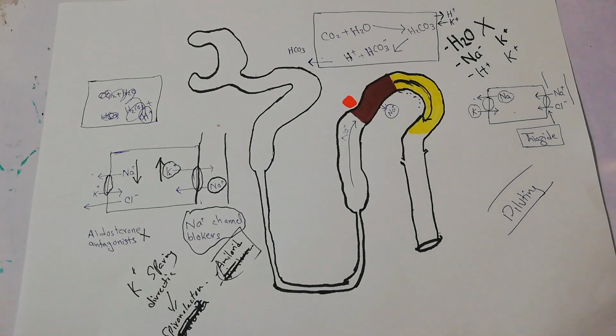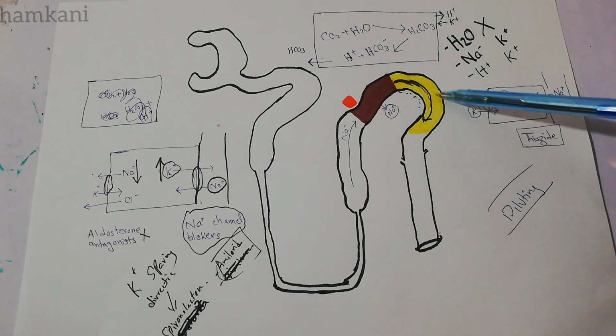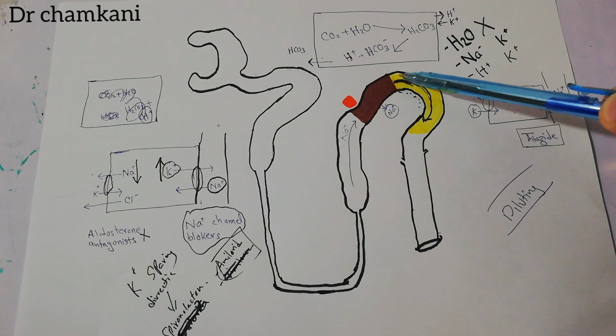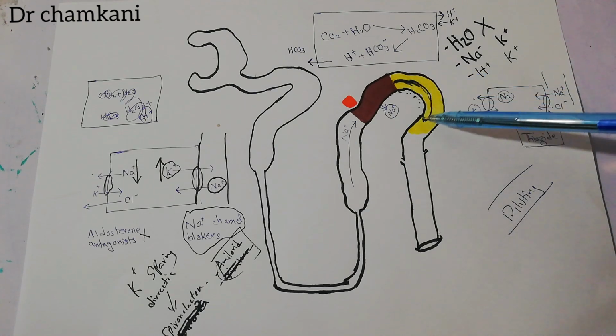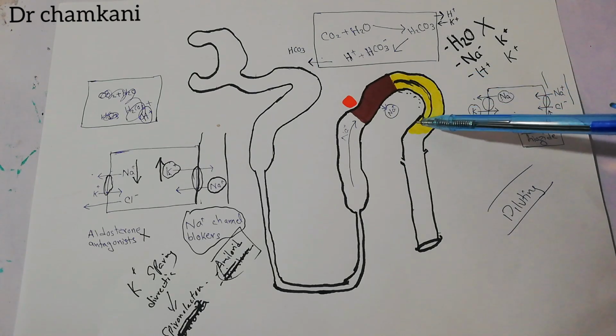In this lecture, we will talk about the functions of intercalated cells and their importance in formation of urine and their role in maintenance of acid-base balance in the human body. We were discussing the late distal tubule and cortical collecting tubule. Now this yellow color portion of the nephron is showing the late distal tubule and cortical collecting tubule.